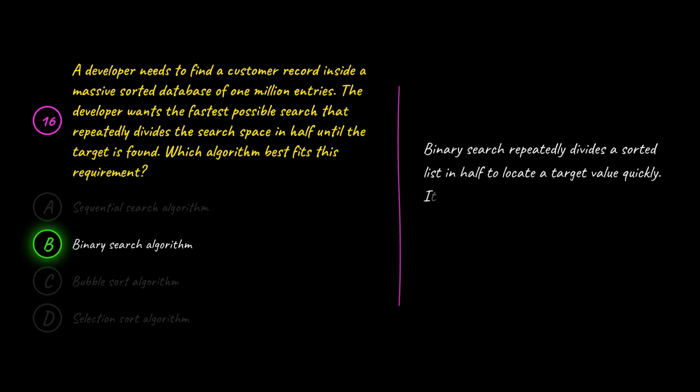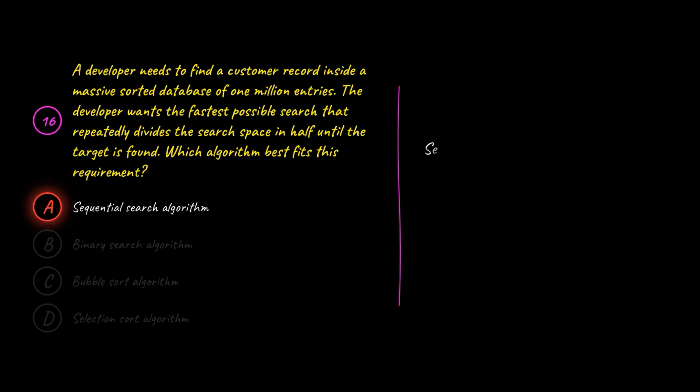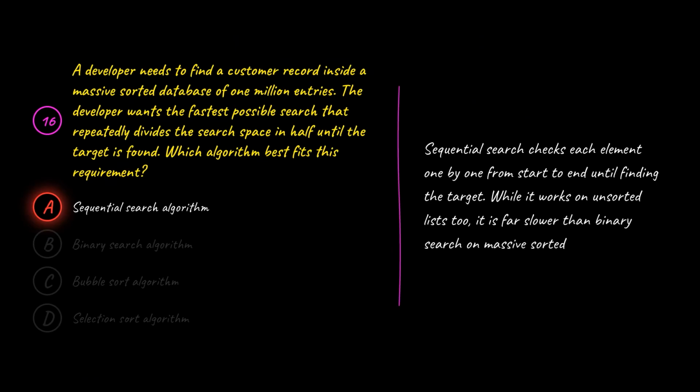B is correct because binary search repeatedly divides a sorted list in half to locate a target value quickly. It works only on sorted lists and is dramatically faster than sequential search on large data sets like this. A is wrong because sequential search checks each element one by one from start to end until finding the target. While it works on unsorted lists too, it is far slower than binary search on massive sorted data sets.